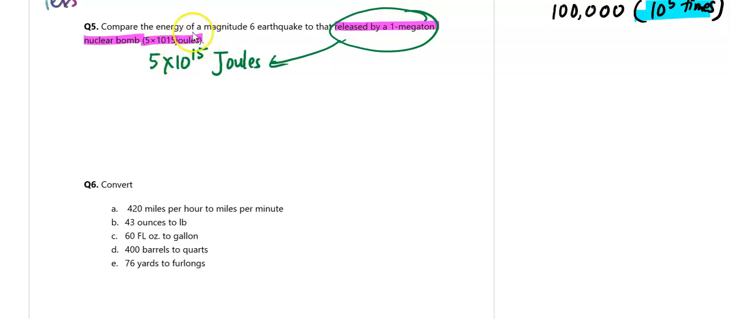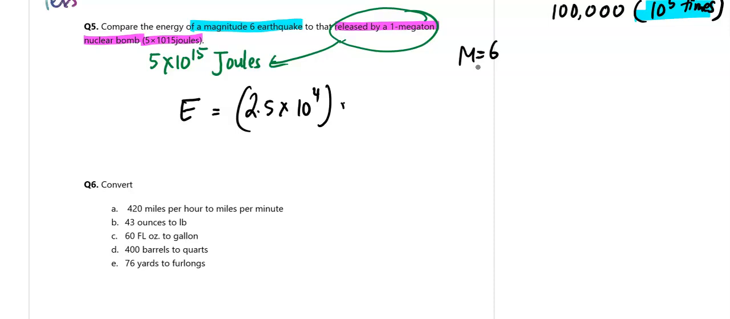But the question is, how do you compare this energy to a magnitude 6 earthquake? So a magnitude 6 earthquake has m equals 6. In the formula, 6 represents m. And what's the formula? Here is the formula. Energy released by earthquake E equals 2.5 times 10 to the power 4 times 10 to the power 1.5m. That's the formula.